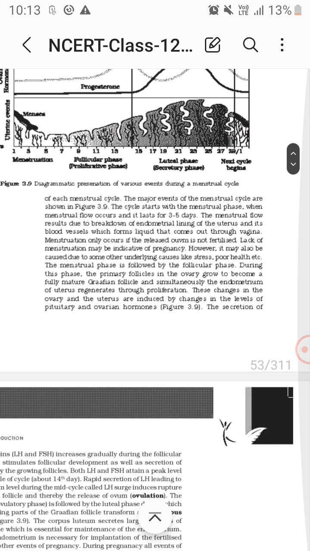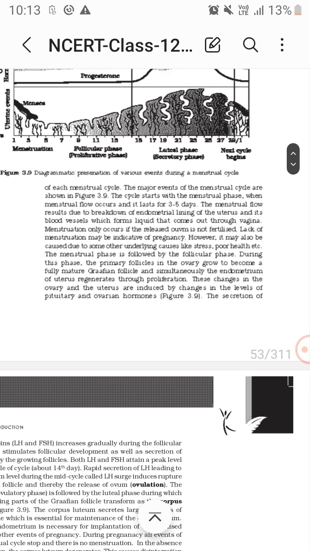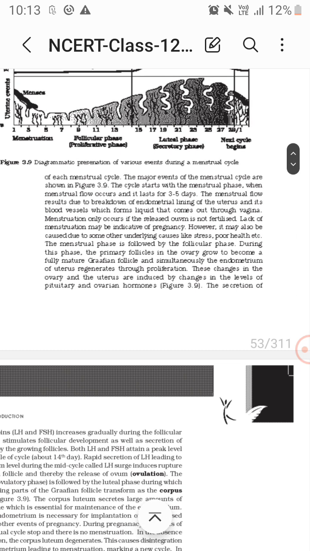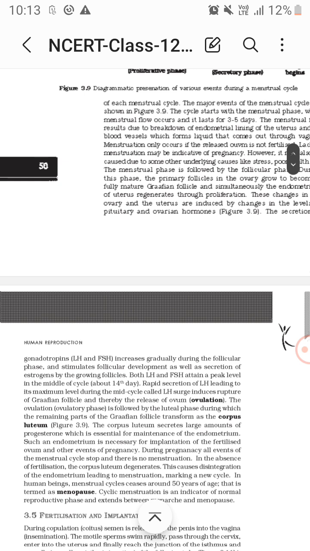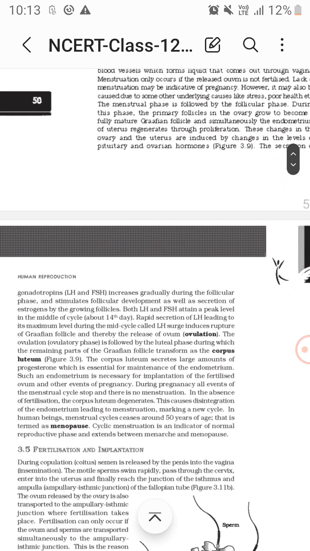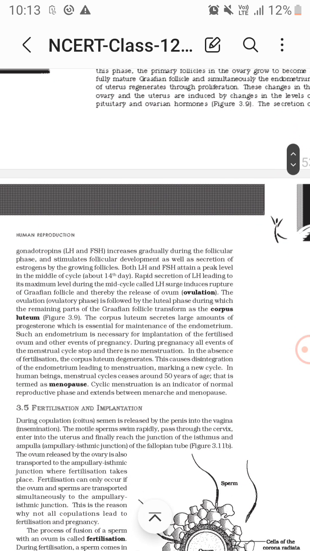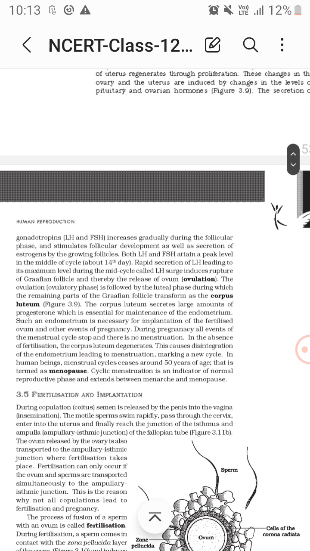Okay, so during this phase, the primary follicles in the ovary grow to become a fully mature Graafian follicle, and simultaneously the endometrium of the uterus regenerates through proliferation. These changes in the ovary and the uterus are induced by changes in the levels of pituitary and ovarian hormones. The secretion of gonadotropins LH and FSH increases gradually during the follicular phase and stimulates follicular development as well as secretion of estrogen by the growing follicle.